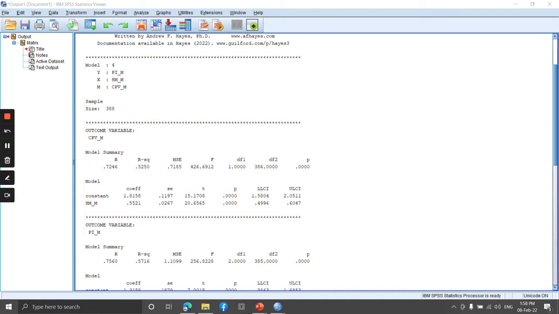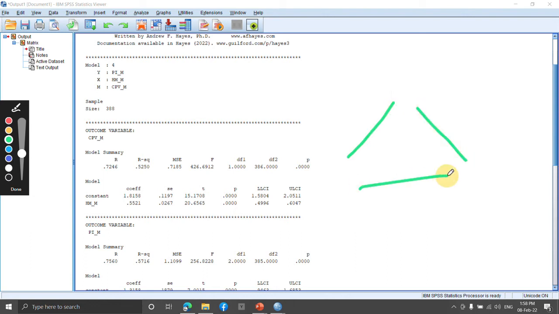Now please understand, we have to check the relationship, this one and this one. Can you remember? Here we have our independent variable, here we have our mediator, here we have our dependent variable. So we have to test the direct effects as well as the indirect effects. We have to test all these 3 parts.